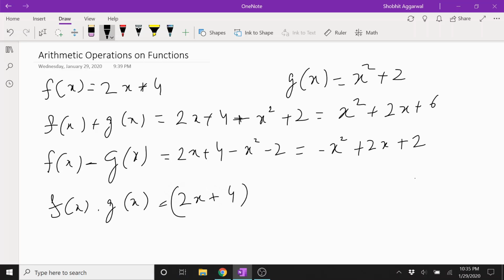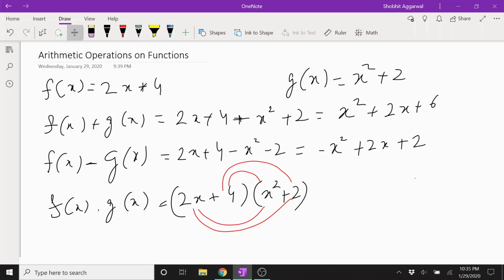For the multiplication, we have 2x plus 4 multiplied by x squared plus 2. So the way we'll be multiplying this is we'll be multiplying 2x with x squared first and then 2x with 2, and then we'll be multiplying 4 with x squared and then 4 with 2. Let's see how this goes.